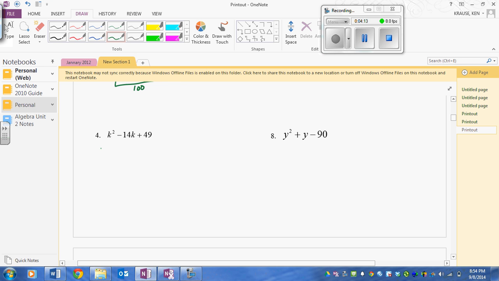Number 4, I'm doing only these my way, because they're the easy way. K and K. Now, because this is plus, I know it's either positive 7 and positive 7, or negative 7 and negative 7. Of course, I could use positive 1 and positive 49, or negative 1 and negative 49. But I need a pair that adds up to negative 14. And it's this pair right here that adds up to negative 14. So that's negative 7, negative 7.